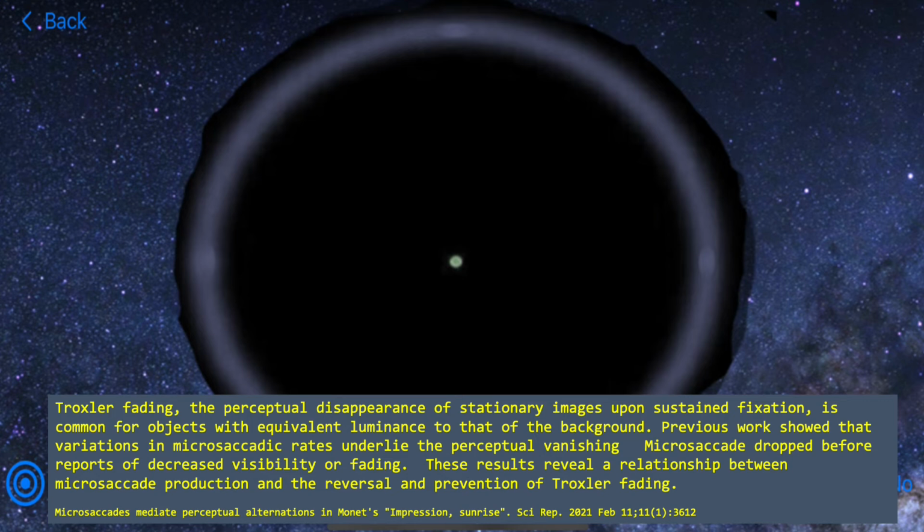This screen illustrates Troxler fading, which can be used as part of the gaze stabilization exercise routine. Troxler fading is the perceptual disappearance of a stationary image upon sustained fixation of gaze. Troxler fading can be used to estimate microsaccades since the perception of fading is correlated with diminished microsaccade activity.